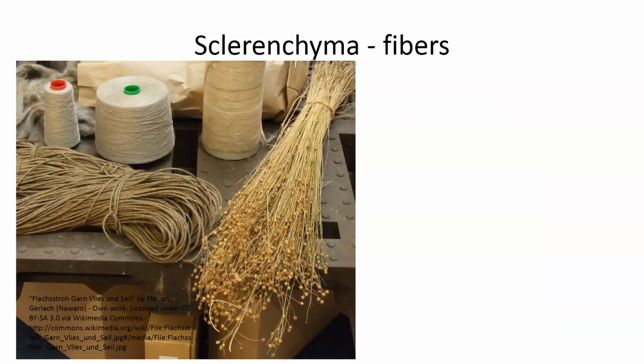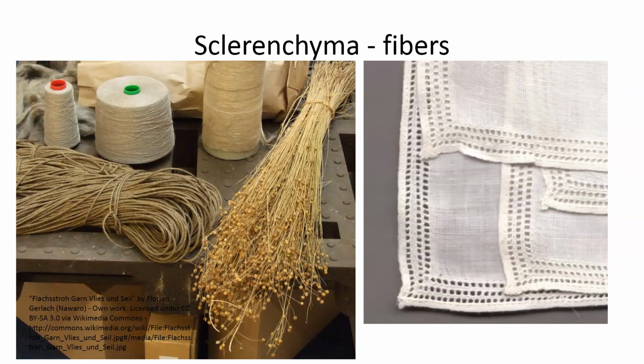Sclero, hard. We have sclerenchyma in the form of fibers. This is a composite picture. It's got flax, and you can see the flax has these little stems in it, and they process the stems down, and they get the fibers out of it, and out of the fibers they can make thread, or yarn, or rope, or many different things. Often it is converted into things like linen. And linen is one of those things that lasts forever. It does extremely well, and it's made out of fibers. Very durable material.